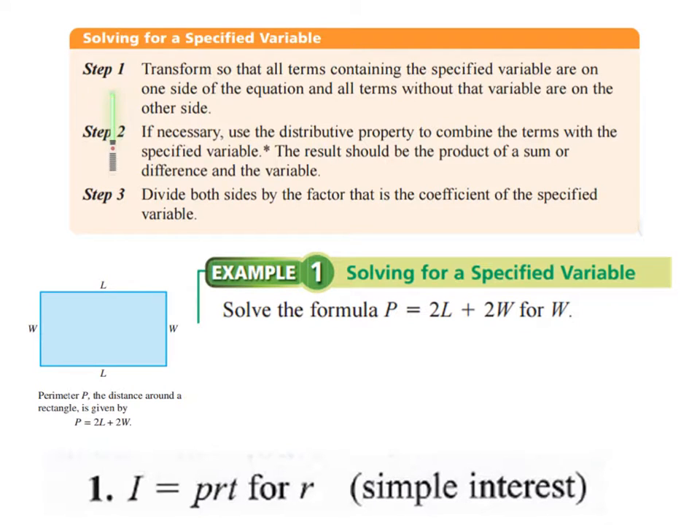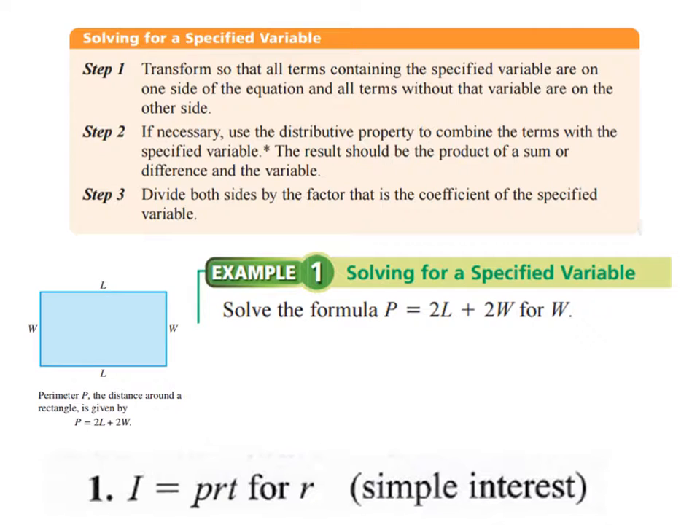First, we want to transform the formula so that all terms containing that specified variable are on one side of the equation, and all terms without that variable are on the other side. So really that first step is two parts. Get all the variables you want to solve for on one side, anything else goes on the other. The second step we'll get to a bit later in our examples, and then the third step, really just divide by the coefficient on whatever you're trying to solve for.